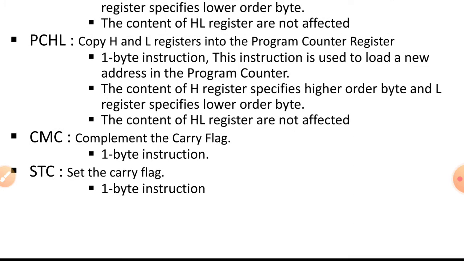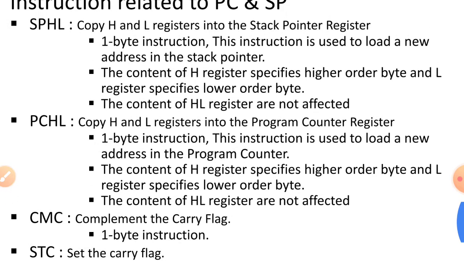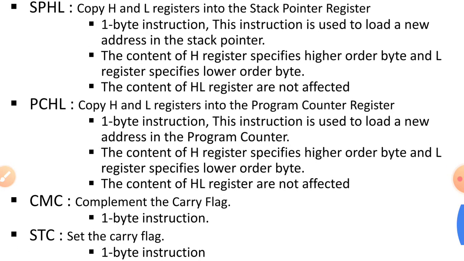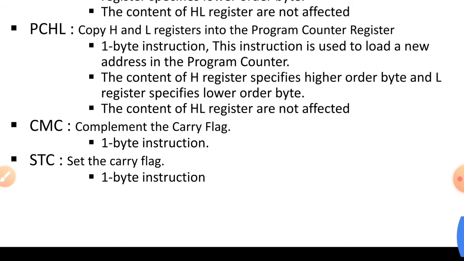Similarly, we have another instruction PCHL, and it is going to copy the content of the HL pair into the program counter. This is also a single byte instruction. The H register content specifies the higher order byte and the L register is the lower order byte. So whatever is the content of the HL pair, it will be copied into the PC. You already know that the HL pair is a 16-bit register. SP is also a 16-bit register. So SPHL is copying a 16-bit number from the HL pair to the stack pointer, and PCHL is going to copy the content of the HL pair, which is 16-bit, into the program counter, which is also a 16-bit register.